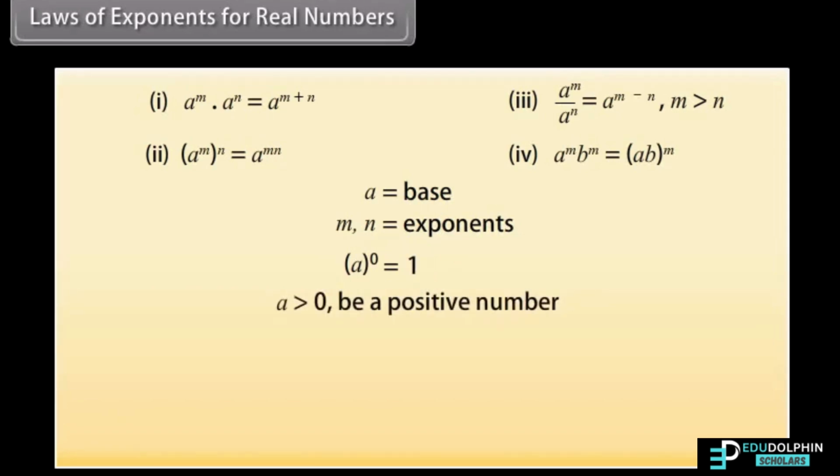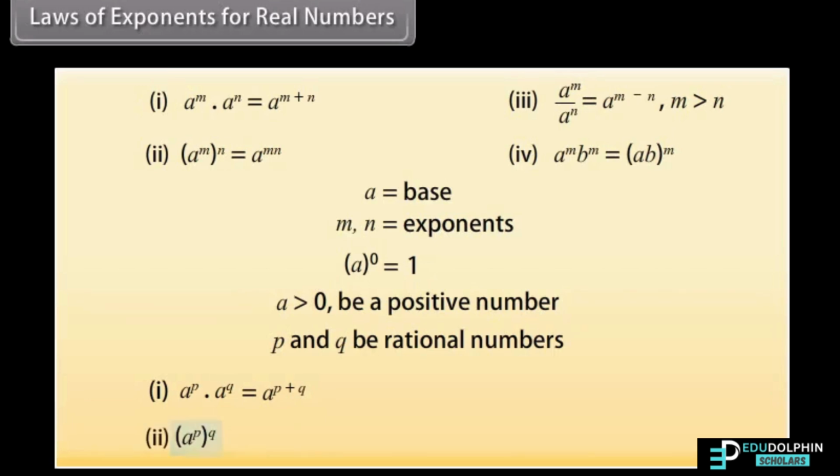Now let a greater than 0 be a real number and p and q be rational numbers. Then we can say that in multiplication, when bases are same, powers are added. In multiplication, two powers of the same base get multiplied. In division, when bases are same, powers get subtracted. And when powers are same and bases are different and are getting multiplied, then we take the power as common.